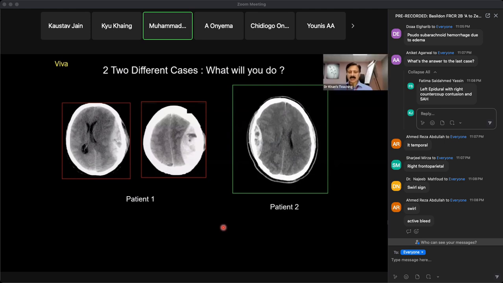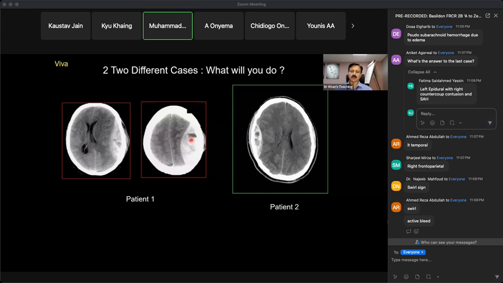Okay, this is a critical thing to pick up. You see, the point is that you are an on-call radiologist. You pick up this extradural hematoma. Within an extradural hematoma, if you see this low density, this is known as the swirl sign. It means that there is an active bleed going on. This is how you infer it.